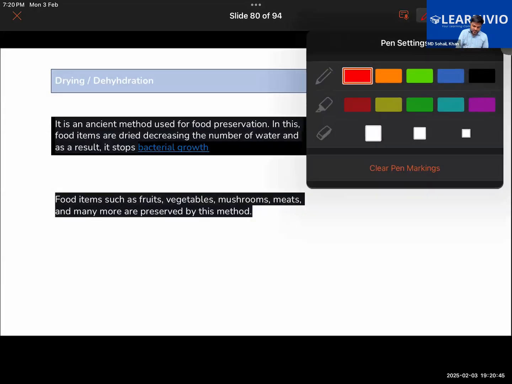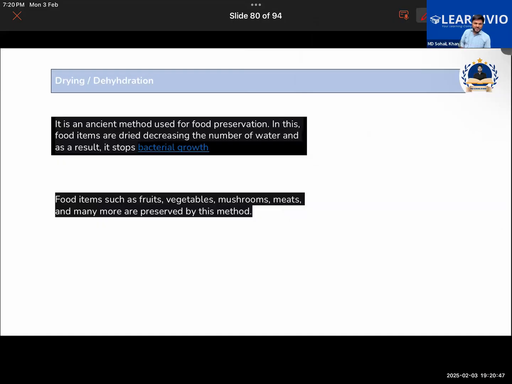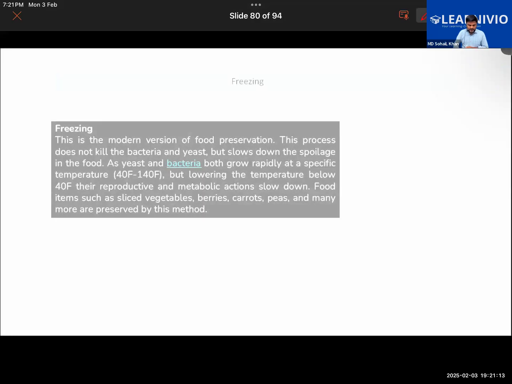As for dehydration, it's the method in which we either completely take out the water from the food or limit the amount of water in the food in order to stop the growth of microbes like bacteria. So that is the method of dehydration. In this, the food items can be dried in the sun also, right?